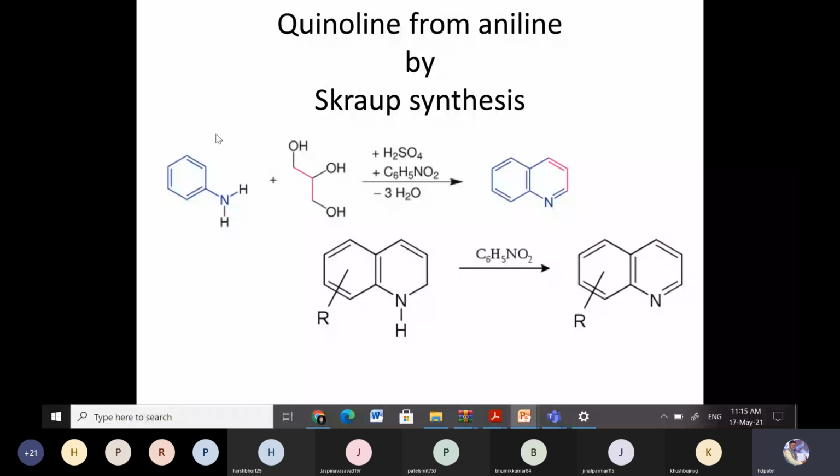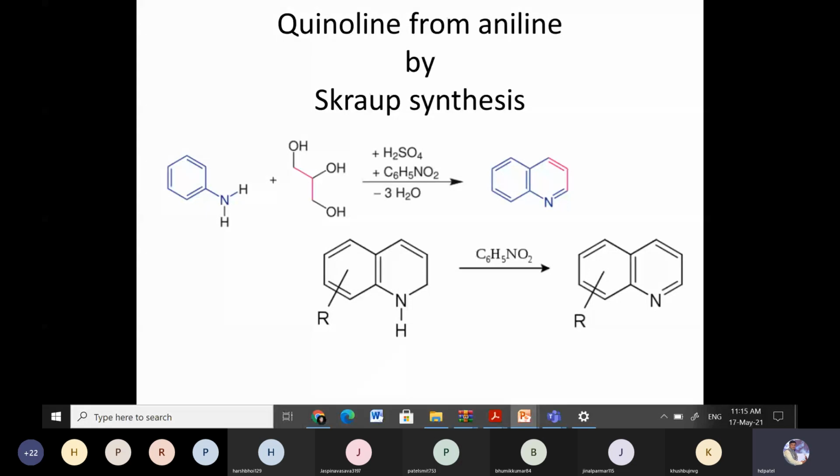This is one test. For the second test, if you have a primary amine, we can go for diazotization. If you get a positive diazotization test, it means aniline is present in your product. If no red-orange precipitate or dye formation takes place, it indicates you don't have the primary amine. It is only the tertiary amine, that is quinoline. But is it quinoline? That we can only confirm by IR and NMR spectroscopy.